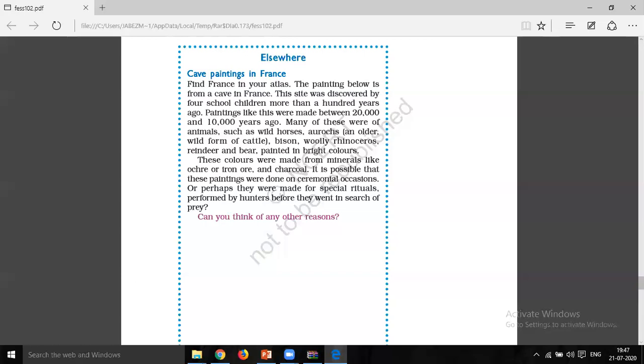They took the shelter of caves and rock shelters, which could provide shelter from the rains, heat, and wind. So they used to live in caves, and they used to make rock paintings on the surface of those caves.